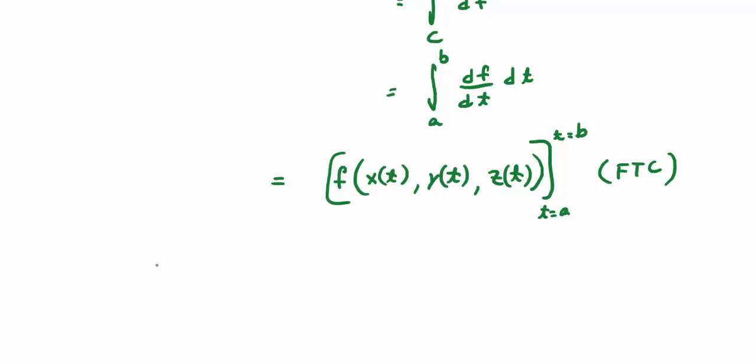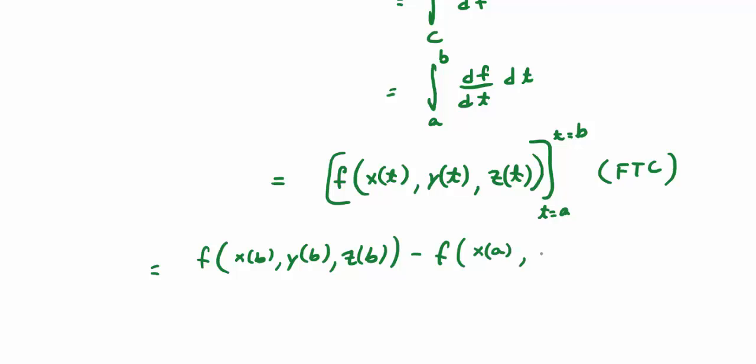So what does this turn out to be? Well, remember you input the upper limit first, so that becomes f of x of b, y of b, z of b, minus f evaluated at the lower limit a. So that's f of x of a, y of a, and z of a. This is if f has 3 inputs. If it only has 2 inputs, then you delete the third coordinate there.